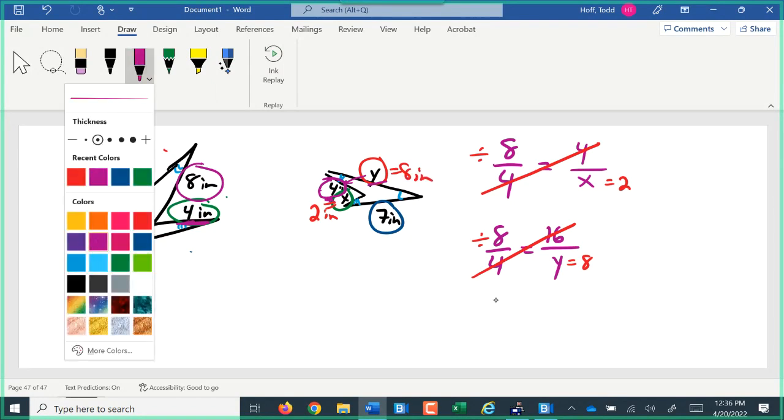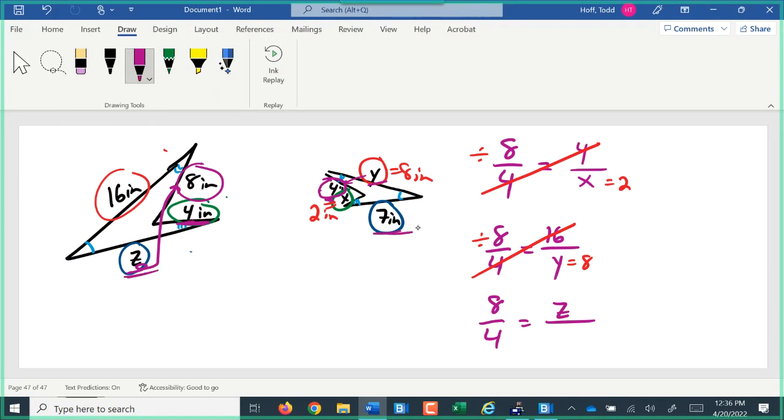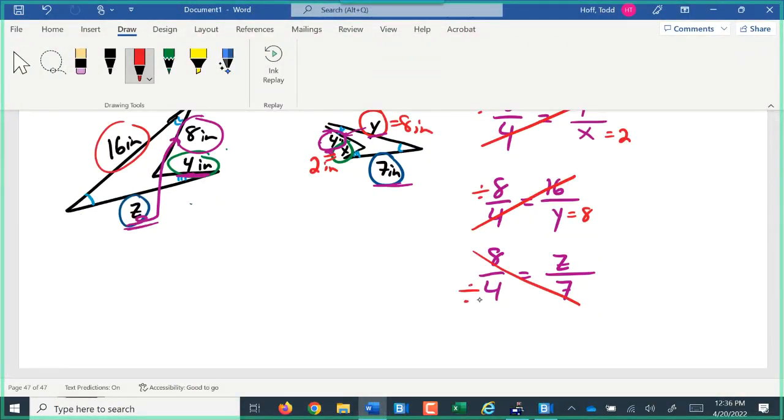Once again, we'll do 8 over 4. We want to find Z. Does Z go on top or bottom? Z is from the same figure as the 8, so it goes on top with the 8. What goes below the Z? The corresponding side is 7. Now we will cross multiply and divide. 8 times 7 divided by 4. Z equals 14.